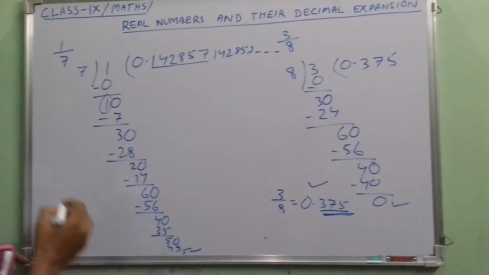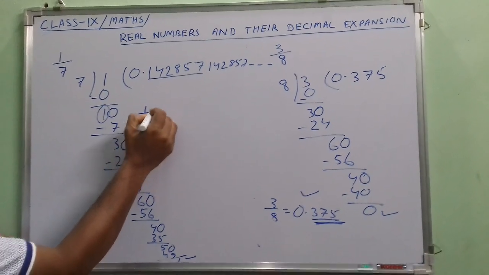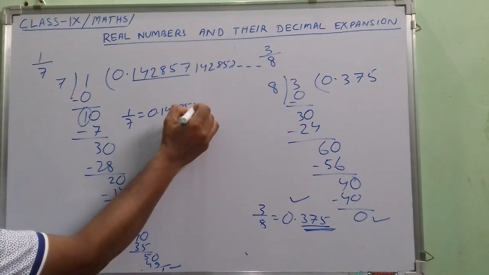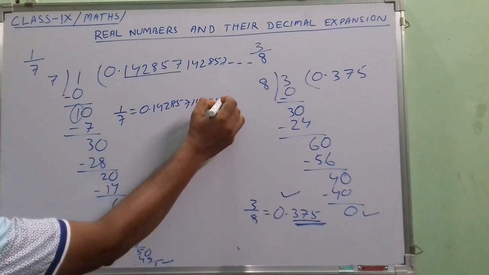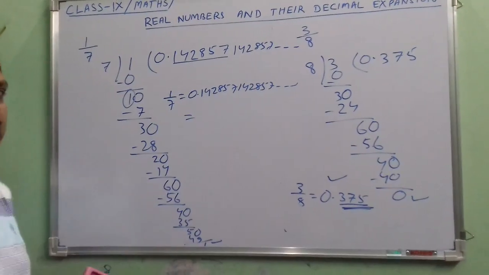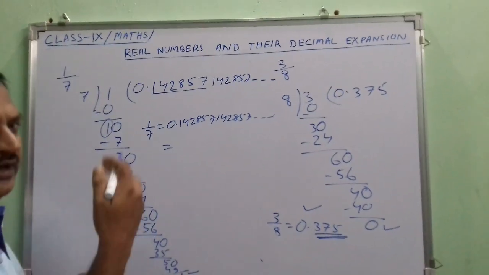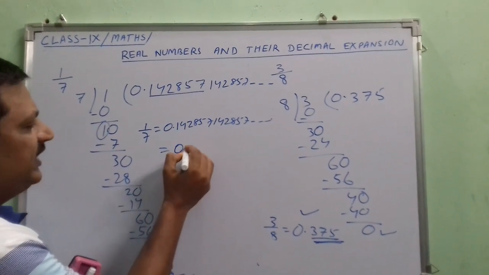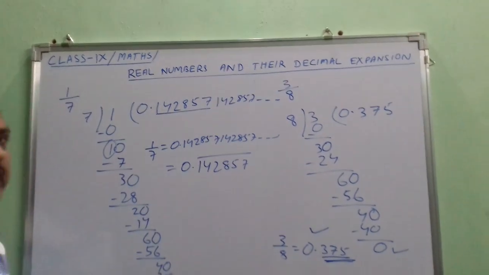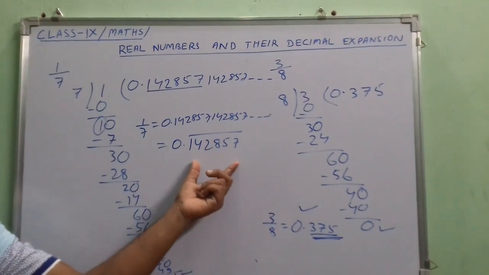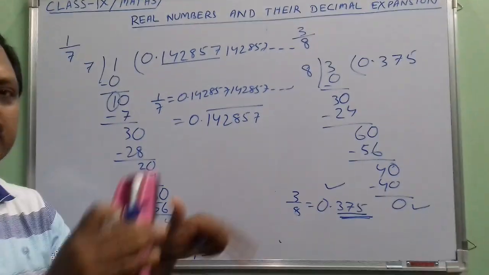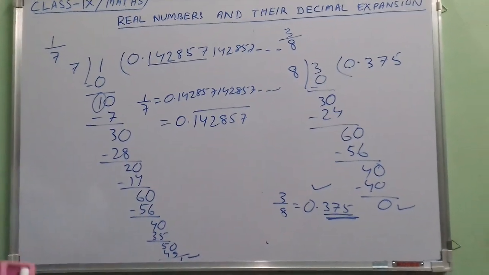So we can say that 1 by 7 gives us the value 0.14285714285 like this, right? This can be expressed in a different manner. We can write it as 142857, and we shall take a bar here, and this means the whole digits that are under this bar are being repeated, right?